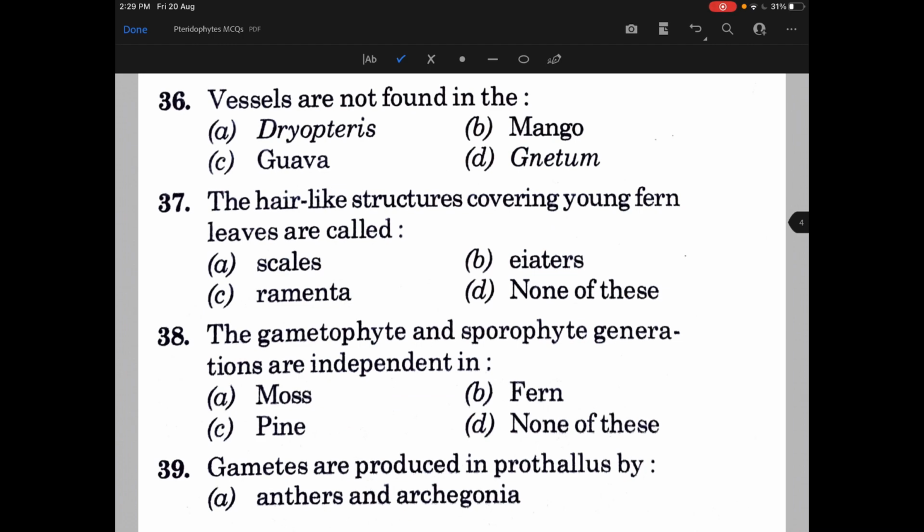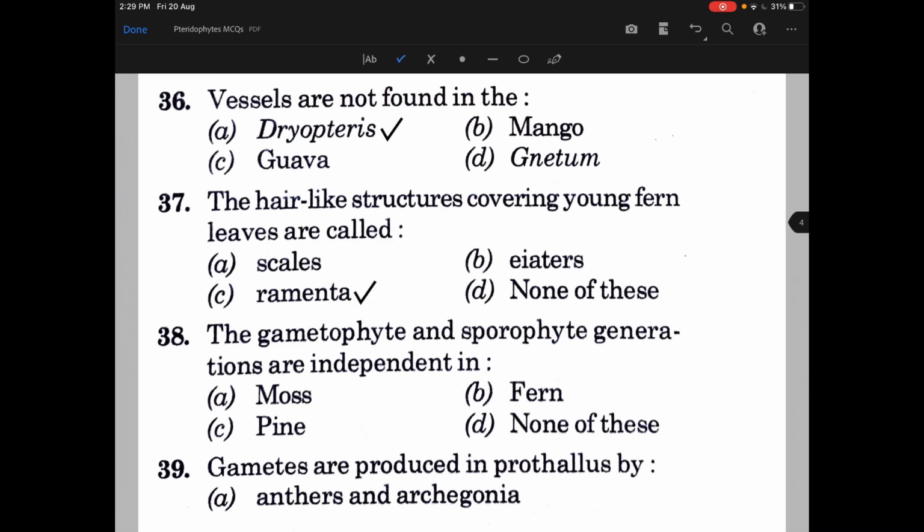Vessels are not found in dash. The answer to this is Dryopteris. Question 36. The answer is A. Next, hair-like structures covering young fern leaves are dash, and the answer to this is C, that is Ramenta.